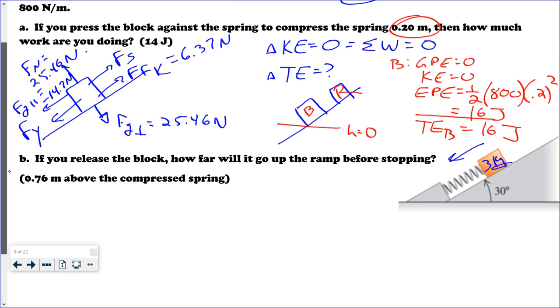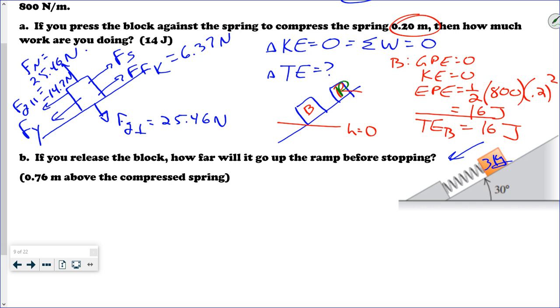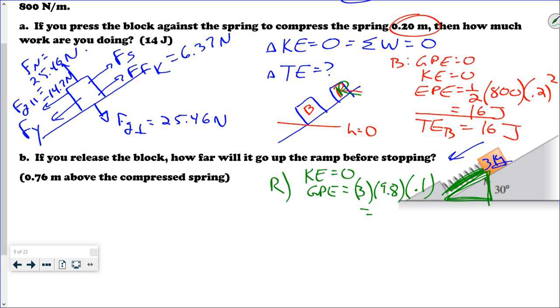Now, I'm already out of room on my board, so I'm going to go down a little bit over here. At point R, what do we know? It wasn't moving before, so the kinetic energy at point R was 0. But we're going to have some GPE. The GPE is going to be the mass of the block, which was 3, times 9.8 times our height. This is a 30-60-90 triangle, so if this distance here is 0.2 that we squished the spring, that means the height is 0.1 meters. So that gives us 0.3 times 9.8, which is 2.94 joules. That jives with my notes. And at that point, the spring is relaxed, which means that my EPE is 0. So now my total energy is 0 plus 2.94, which is 2.94 joules.